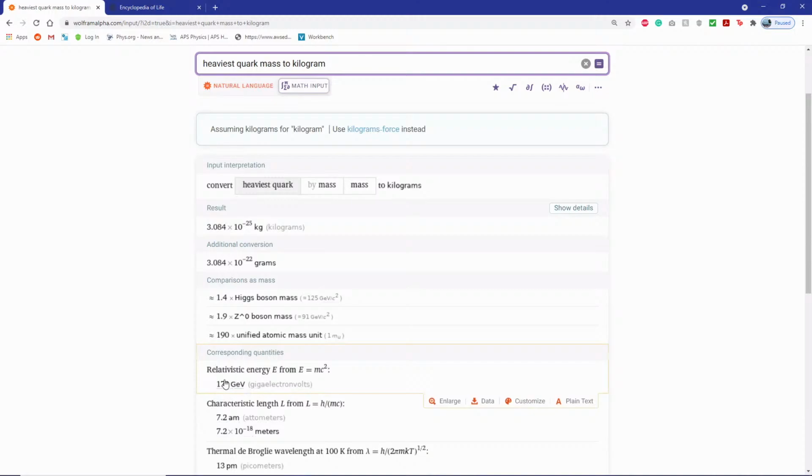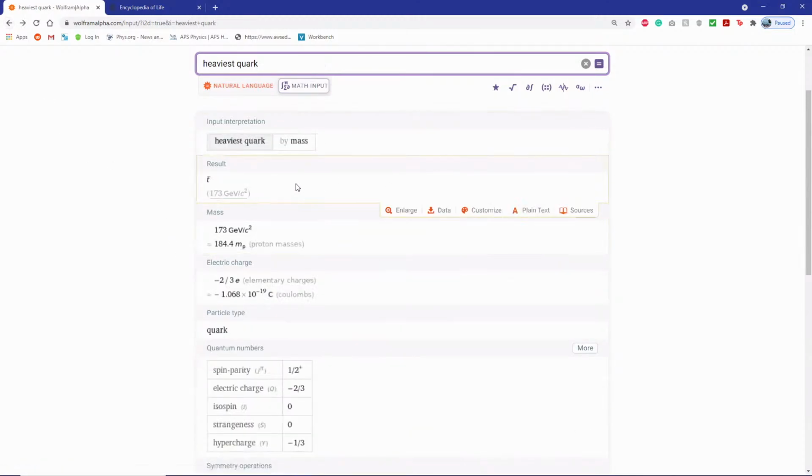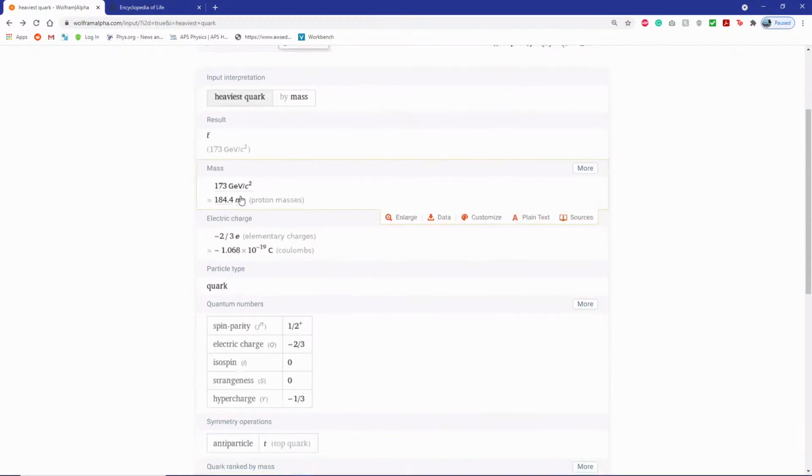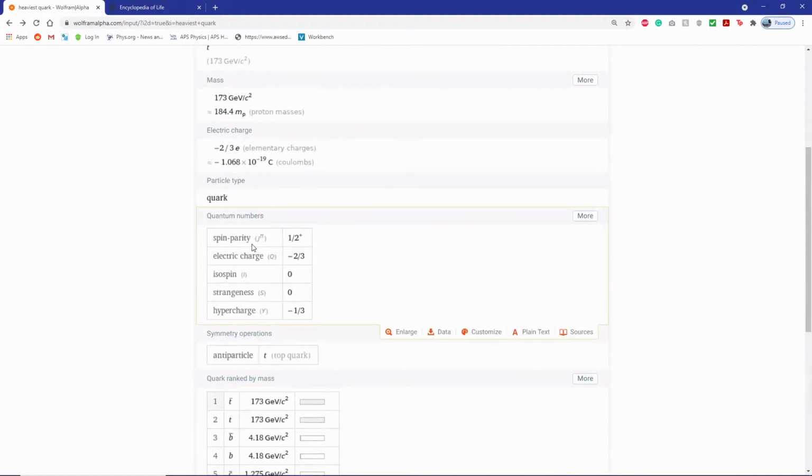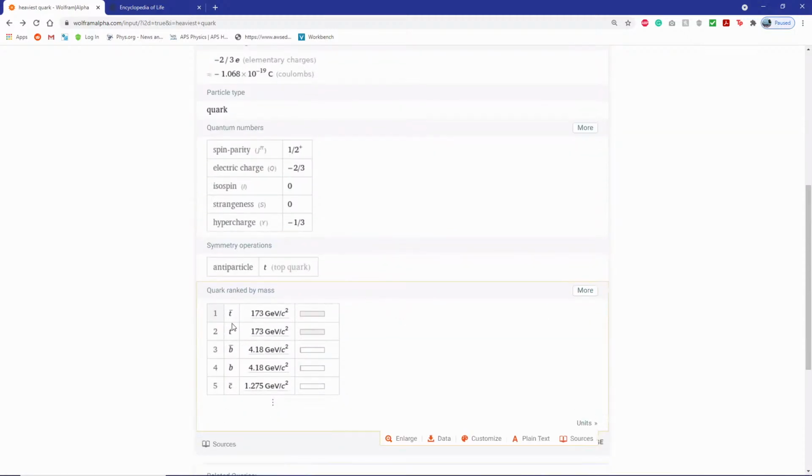In particle physics, you'll always notice that we use GeV over c squared. The reason is that energy and mass are closely related at relativistic speeds, so it's easier to just record them as energy. If we want to talk about their mass, we might use proton masses because it's an easier unit to work with. You can get all the interesting stuff like spin parity, electric charge, isospin, strangeness, hypercharge, and you can even look at comparisons.